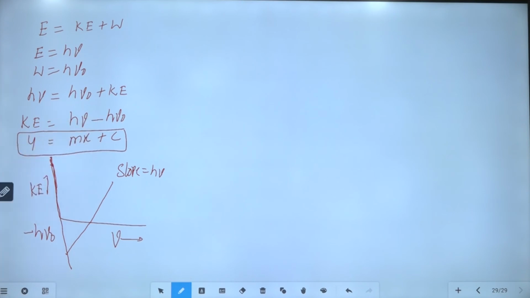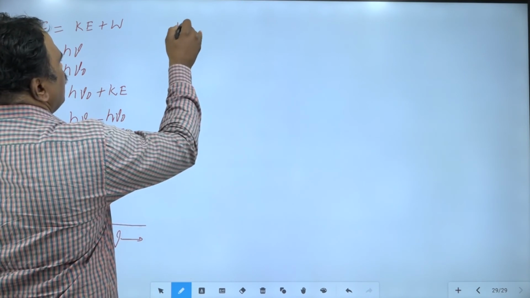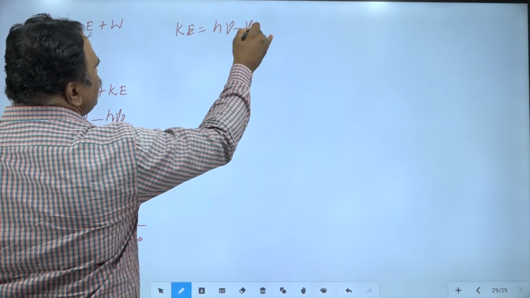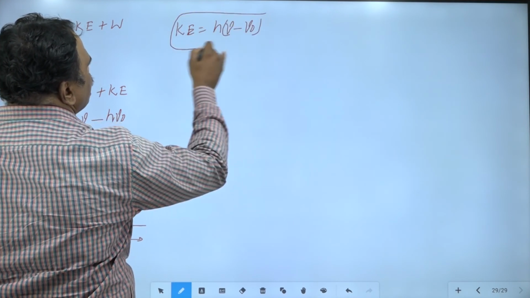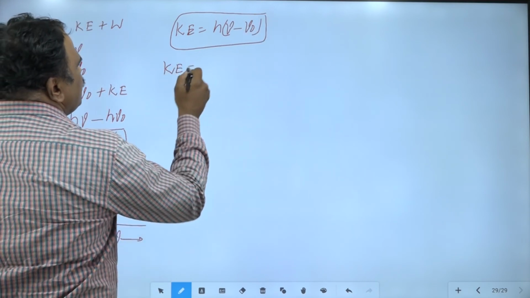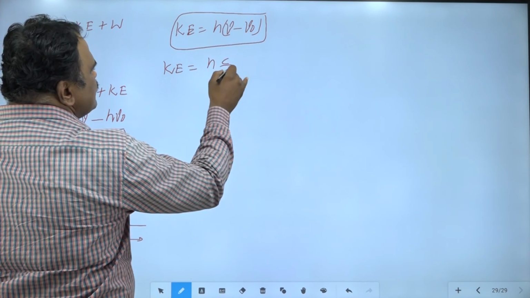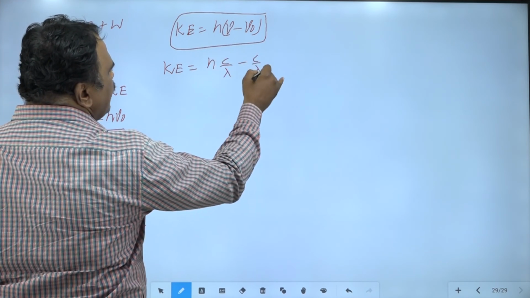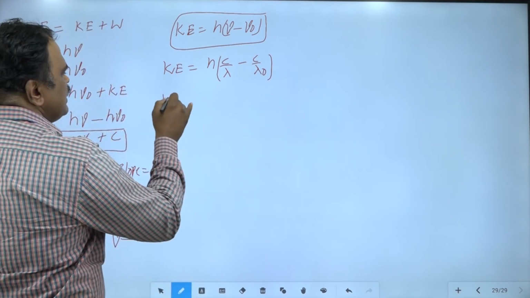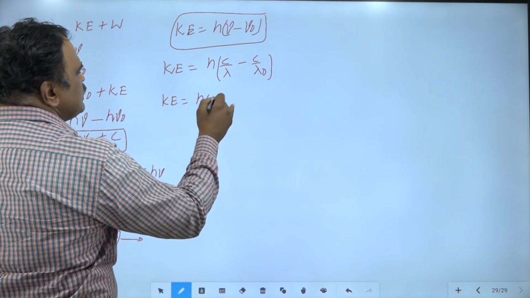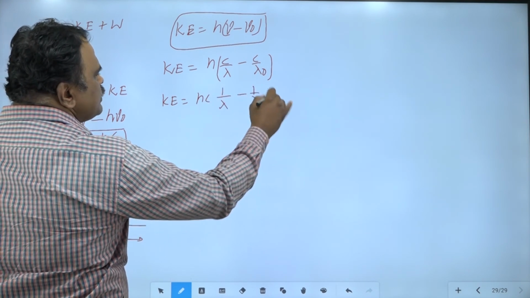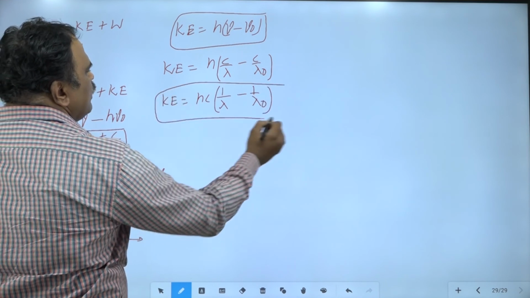Now K is equal to h nu minus h nu naught. Now K is equal to h into nu minus nu naught. This is one of the formulas. Similarly, K is equal to h into c by lambda minus c by lambda naught. Now K is equal to hc into 1 by lambda minus 1 by lambda naught. This is one of the formulas.